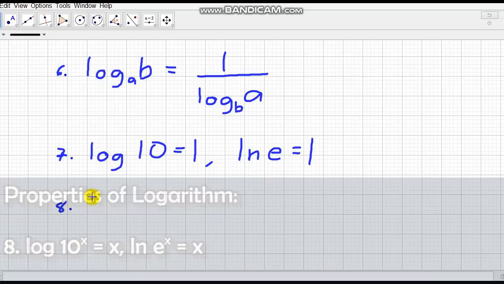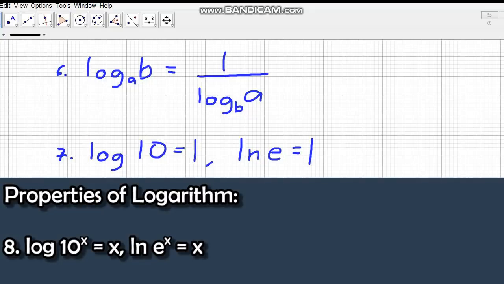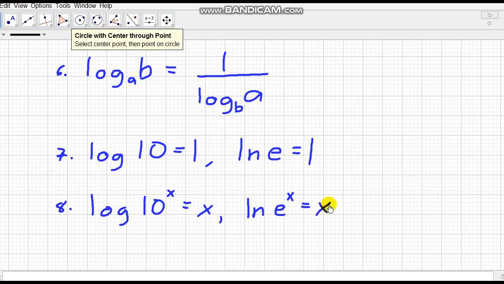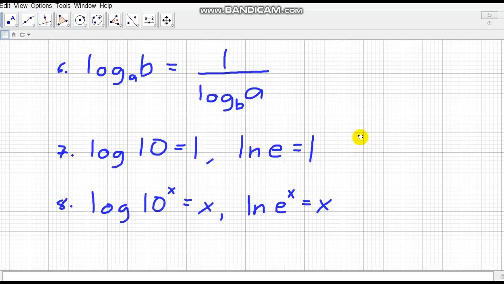Number 8, the logarithm of 10 raised to x is equal to x. This is a common logarithm, base 10. And ln of e raised to x is equal to x. Number 7 and number 8 are related to the previously mentioned properties of logarithm, so they also apply to the common logarithm and the natural logarithm.